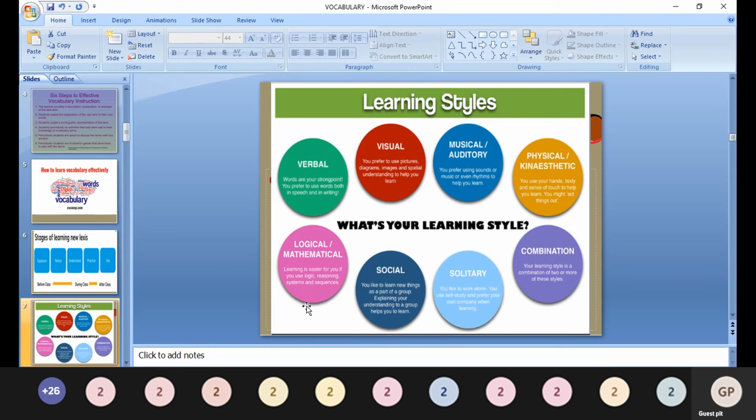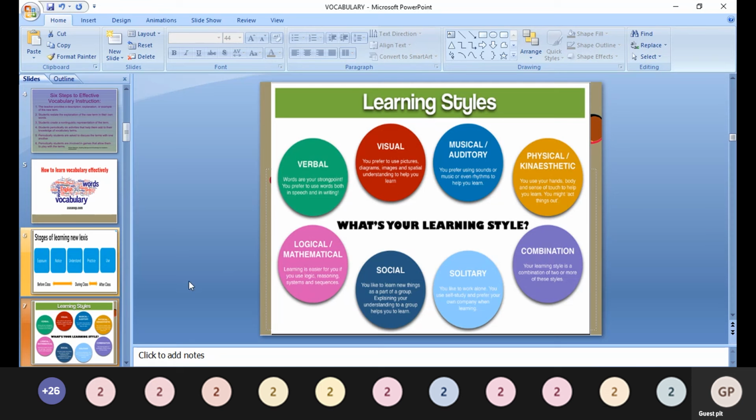Learning is easier for you if you use logic, reasoning, systems, and sequences. So even logically understanding the meaning of a word will help you to remember. Logically, you connect it. For instance, auditory, audio. So all depends on hearing. You logically connect audio and auditory, so all is related to learning. Some kind of a connection that way will also help you to remember words.